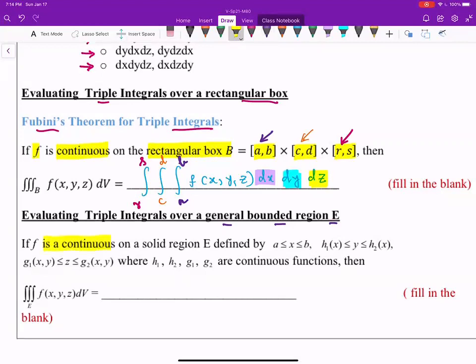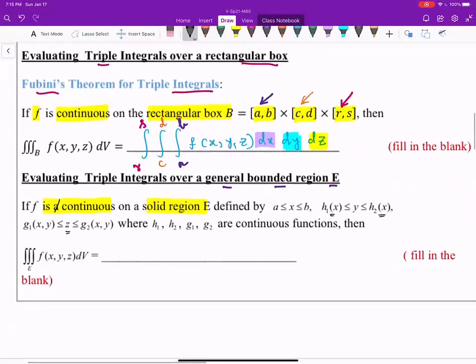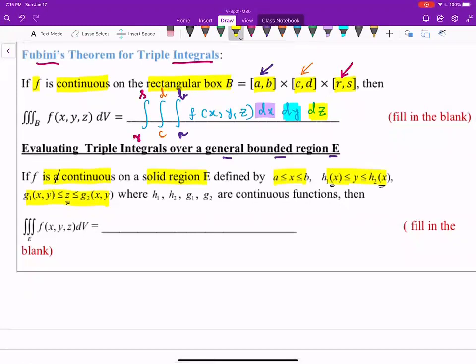If f is a continuous function on a solid region E defined by a less than or equal to x less than or equal to b, y lying between h1 of x and h2 of x, two continuous functions, and z lying between g1 of x y and g2 of x y, where h1, h2, g1, g2 are all continuous, then the triple integral over E of f of x y z dV is defined as follows: the outermost should have definite limits, which is a to b.